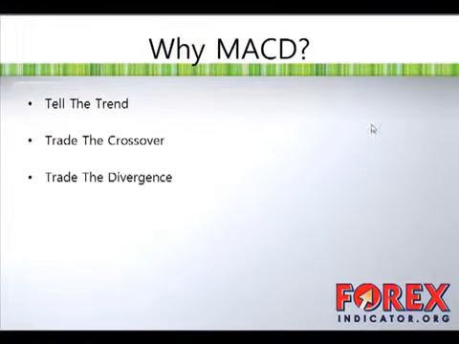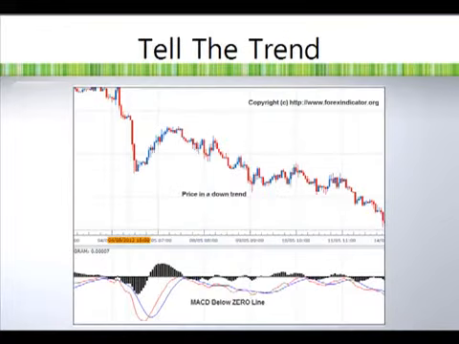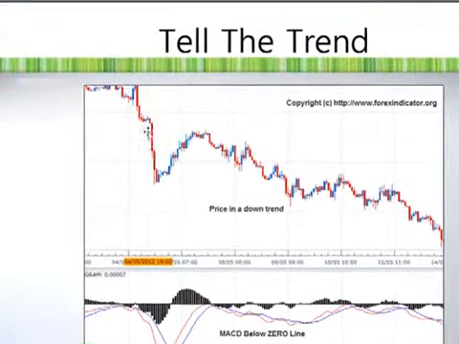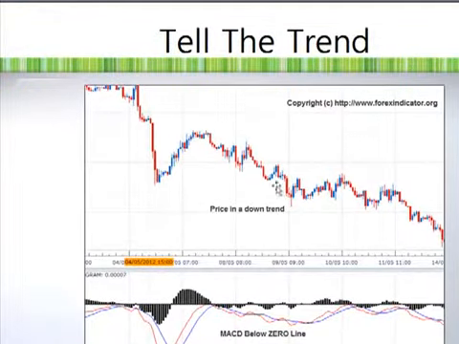First of all, let's go through how I use the MACD to tell the trend. Let's take a look at this picture here. You can see that the price is moving in a strong downtrend, moving down all the way. And how can the MACD indicator help us to identify that it is in a strong downtrend? You can see that this horizontal line that I'm showing you here is the zero line.